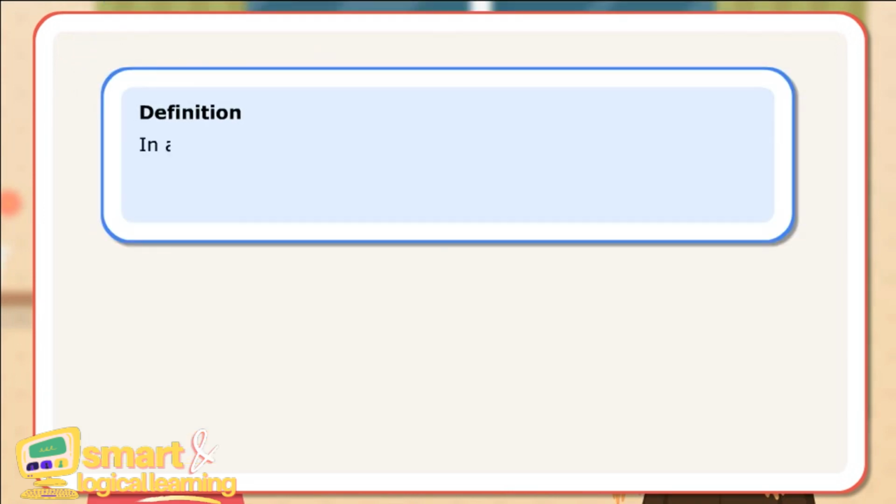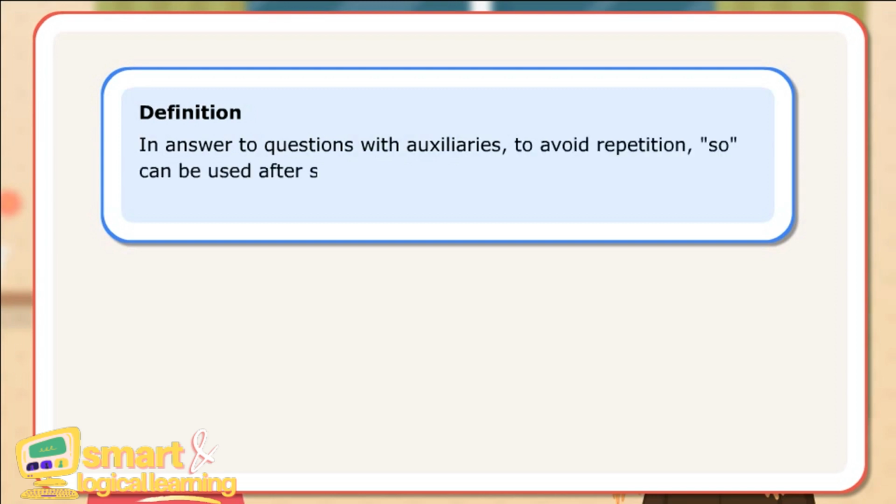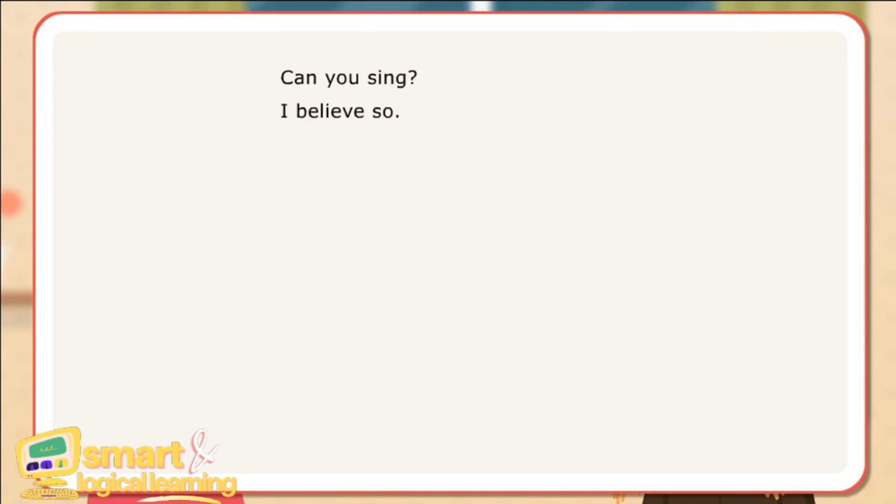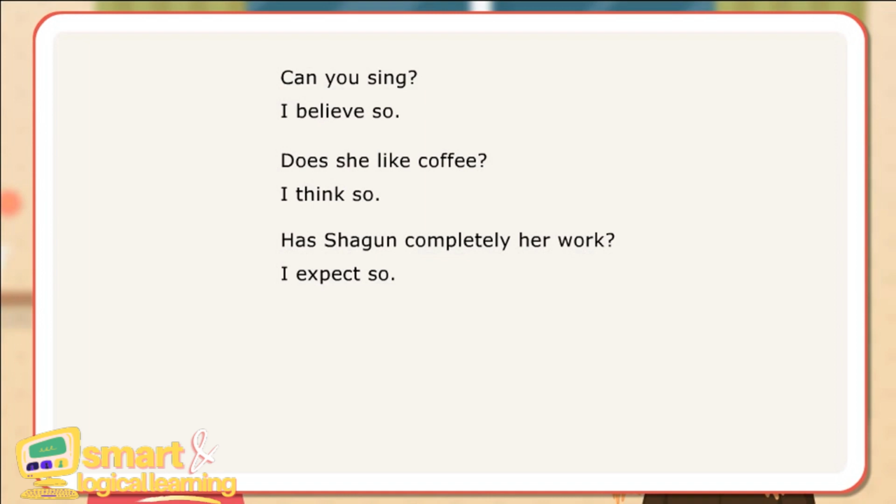Definition. In answer to questions with auxiliaries, to avoid repetition, so can be used after some verbs like think, hope, believe, expect, suppose, guess, etc. Let us look at a few questions with auxiliaries and their answers. Can you sing? I believe so. Does she like coffee? I think so. Has Shagun completed her work?